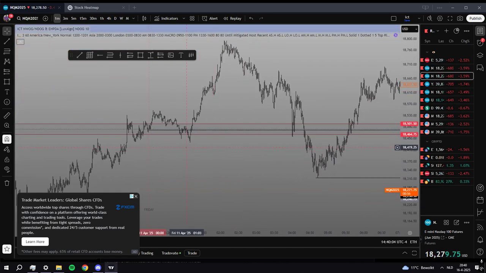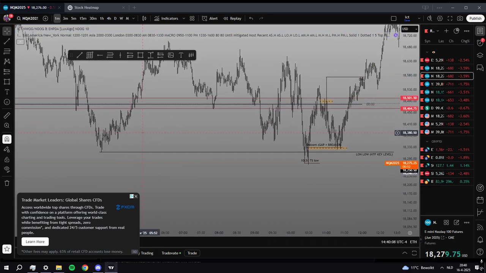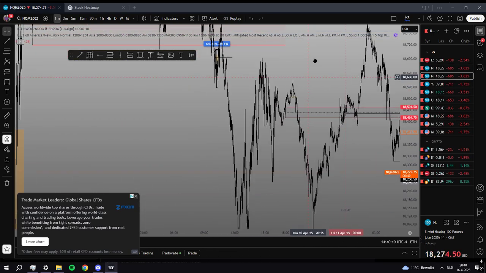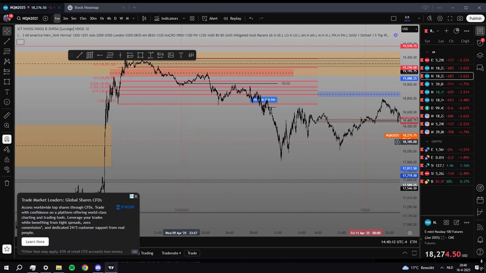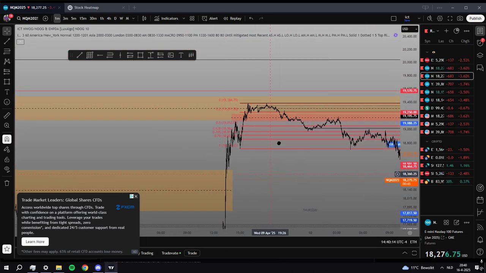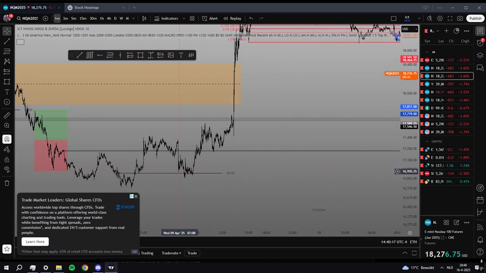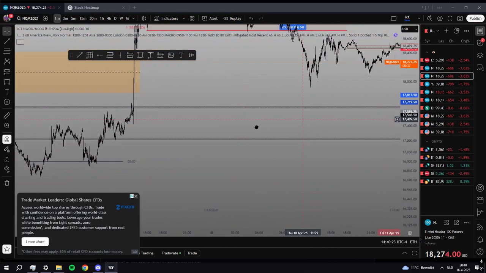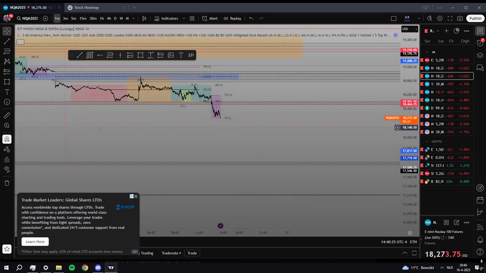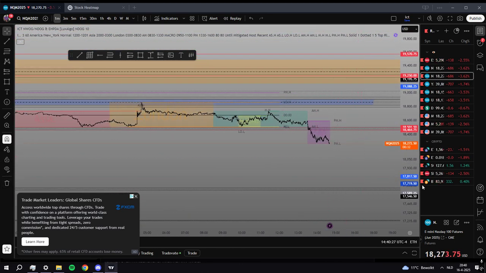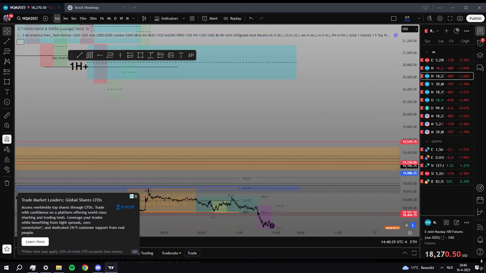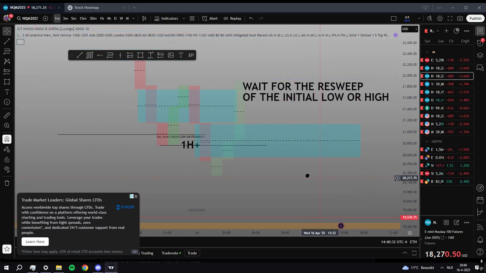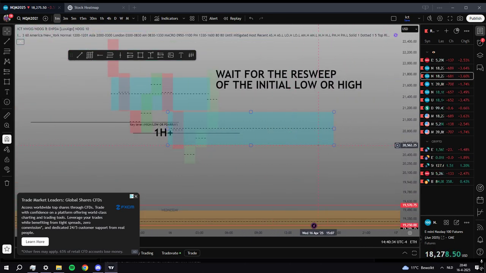Let's find another example. There's no other example on this day. Fine. Let's go for another day. Okay, for now, for this instance, there is no example, which is fine. I hope you guys get what I mean by this. Wait for the sweep of the initial low, then enter.